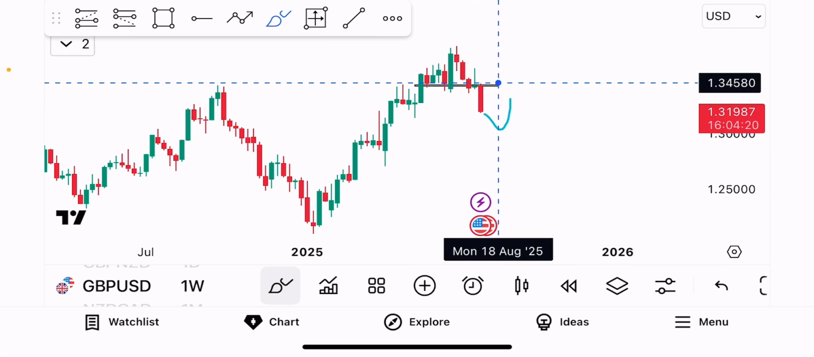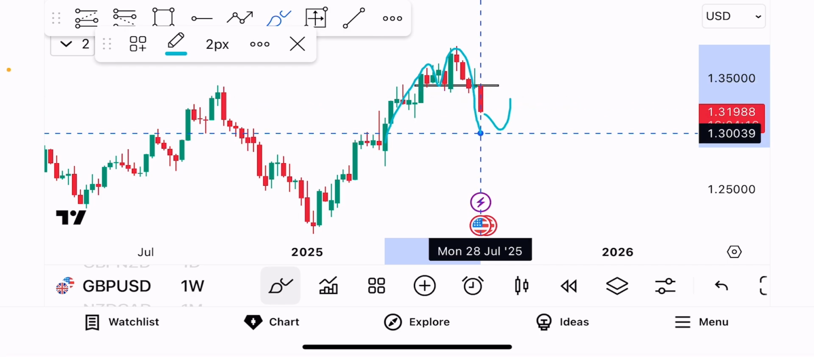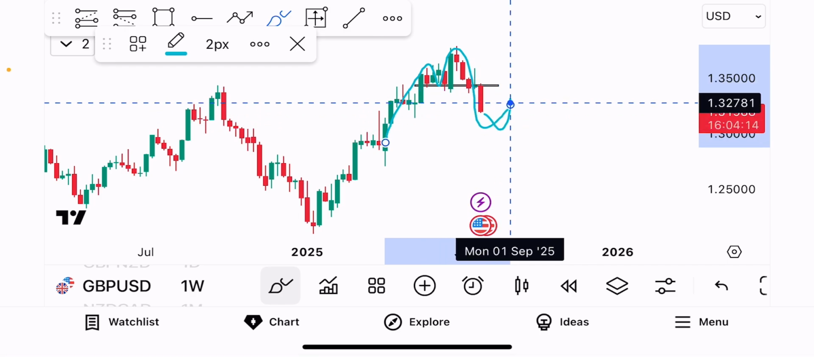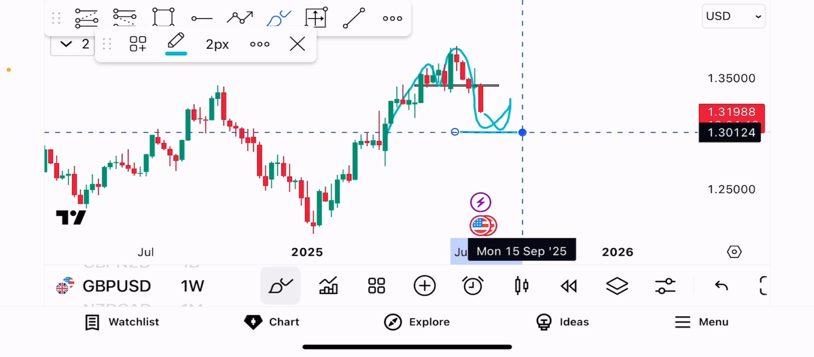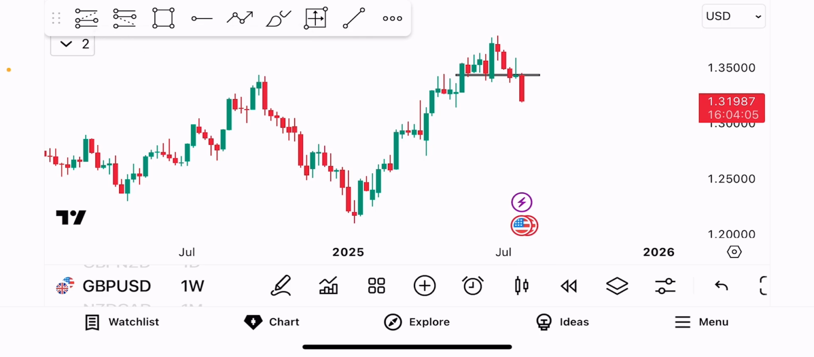Here is the M pattern. This is the M pattern formation here. So we are going to see a retracement to the neckline from the weekly time frame. So from here we are also bullish.